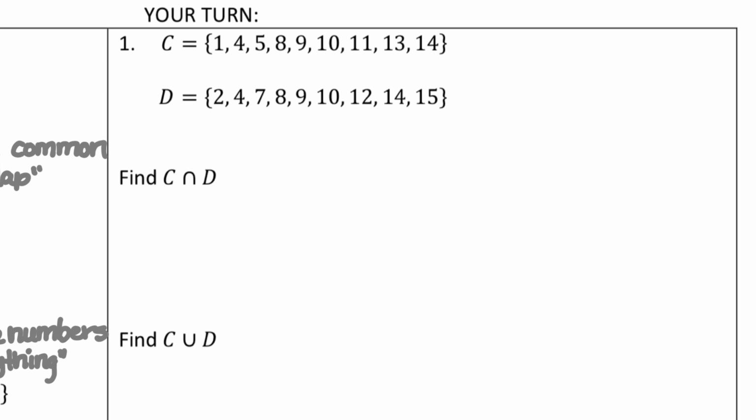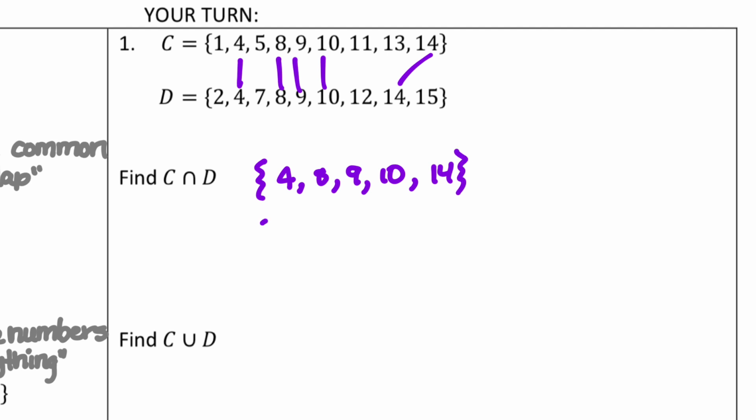And yours is a little bit longer because it has more elements, but it's still the same process. Okay, so here we go. We want the intersection of C and D. In other words, which elements do they have in common? I see a 4, 8, 9, 10, and a 14. Did I miss any? I don't think so. Okay, so that is going to be 4, 8, 9, 10, 14.